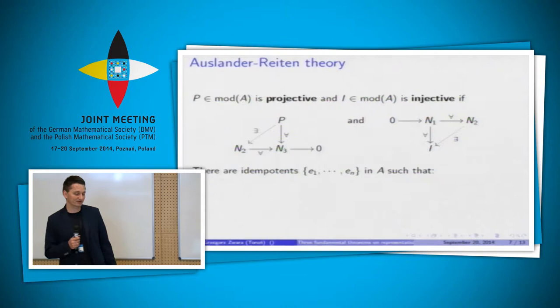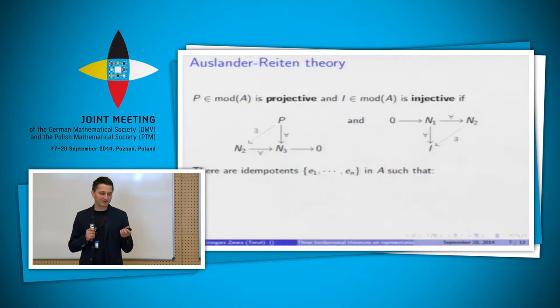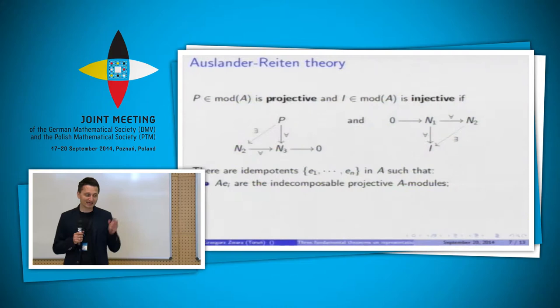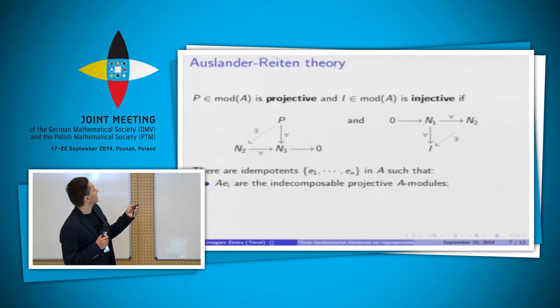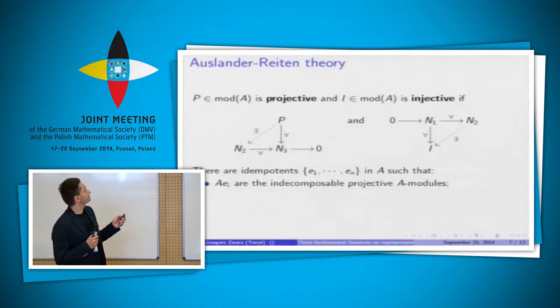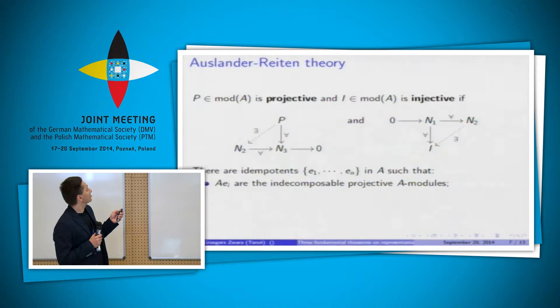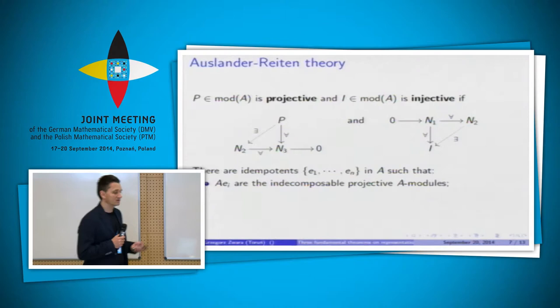Nevertheless, there is always a finite number n, and idempotents e1, ..., en in the algebra A, such that up to isomorphism there are exactly n indecomposable projective A-modules. They are given by A times ei, so we have multiplication by A on the left. Idempotent means that this is a projective module, and primitive means that this is indecomposable.